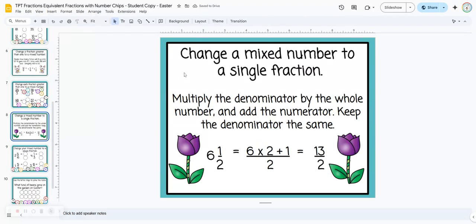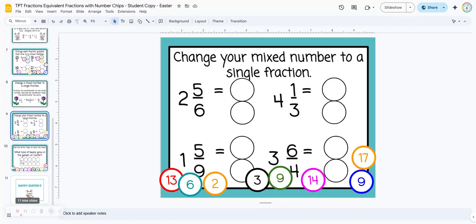Now the next slide shows students how to change a mixed number back to a single fraction. Sometimes we want to do that because it makes it easier to do mathematical computation if we have an improper fraction, as they used to call it. It's a fraction that's greater than 1. So here we have 6 1/2. We're going to take our denominator, multiply by our whole number, add the numerator. 6 times 2 plus 1, and then our denominator stays the same. So we have 13/2. And students are going to be doing that on the next slide.